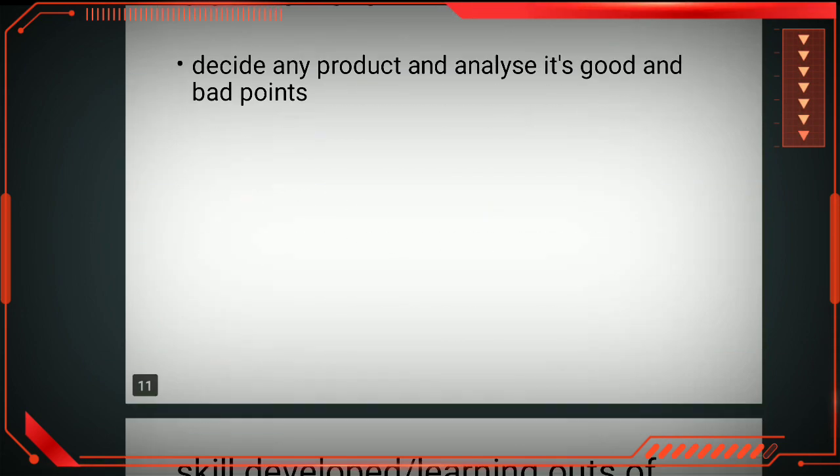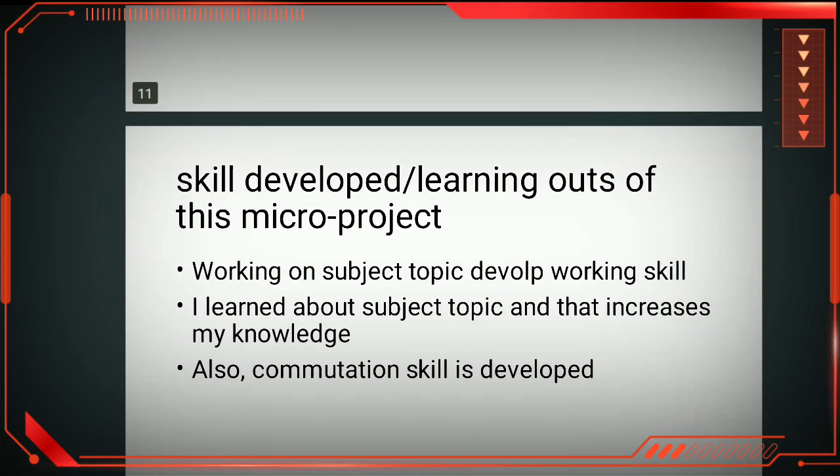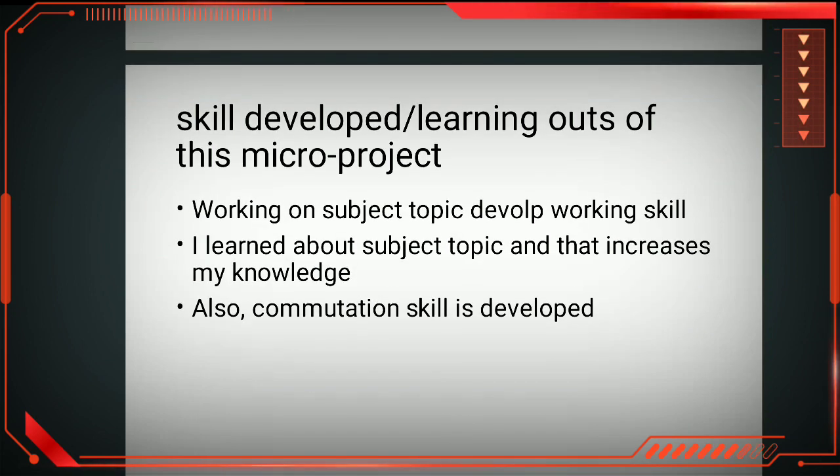Outputs of micro project. First one, decide any products and analyze its good and bad points. Skill developed, learning outcomes of this micro project. First one, working on subject topic develops working skill. I learned about the subject topic and that increased my knowledge. Also communication skill is developed.